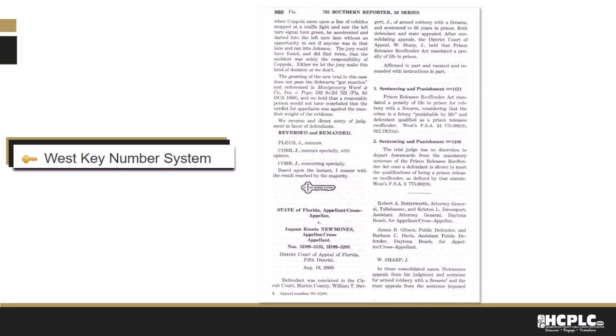Here's one way to start with a topic and key number search. Headnote number 1, headnotes summarize specific points of law for the reported case, is listed under the topic of Sentencing and Punishment, Key Number 1421. To find other cases relating to this point, we can use those numbers to do a Westlaw search.